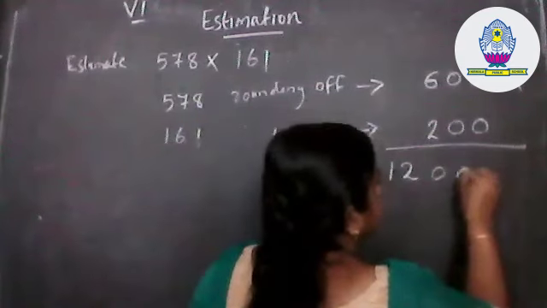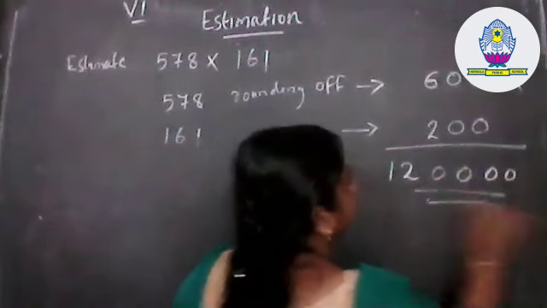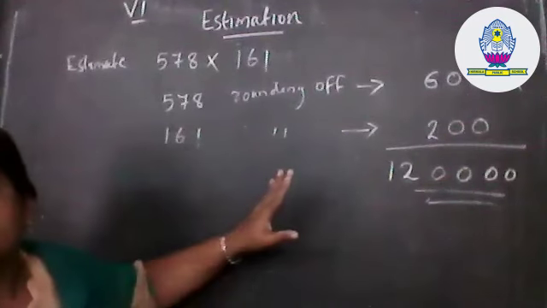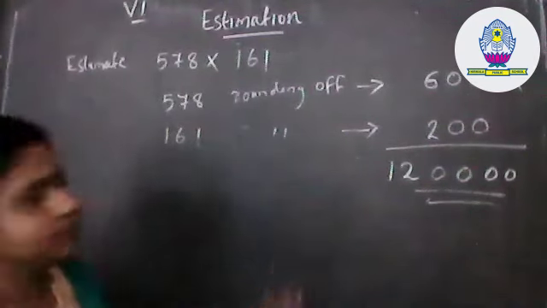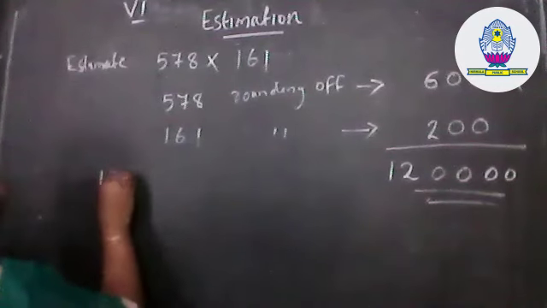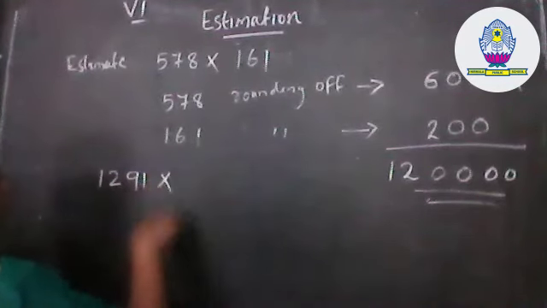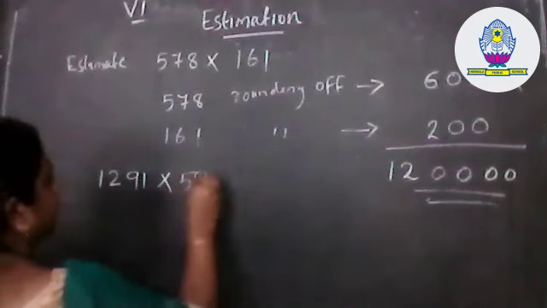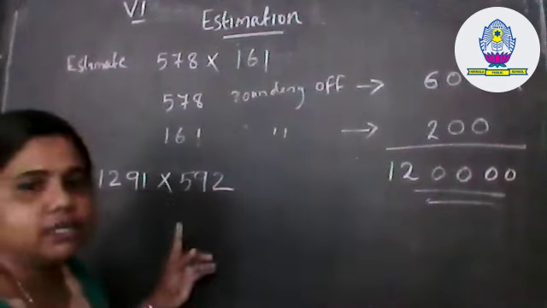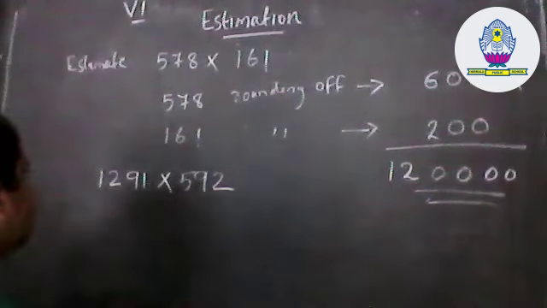That is our answer. That is the estimated product. This is our answer. Next one, estimate 1291 into 592. So first, 1291 is rounded off.